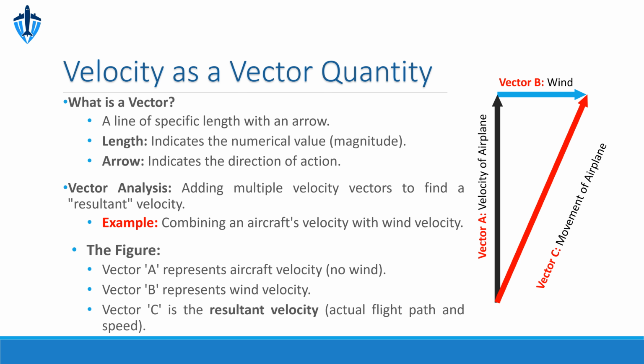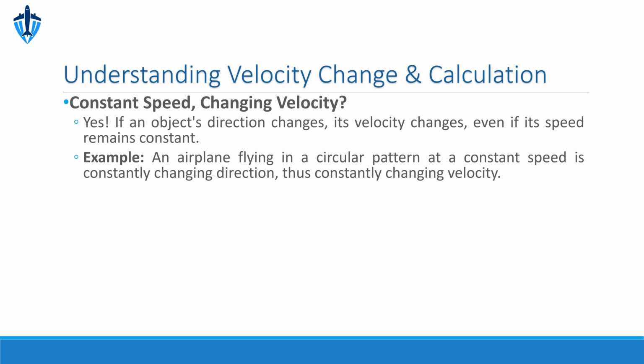Here's a crucial point that often causes confusion. Can an object have constant speed but changing velocity? The answer is a definite yes. This happens whenever an object's direction changes. Consider our airplane again, but this time imagine it flying in a circular pattern at a constant speed. Even though its speedometer reads a steady value, its velocity is continuously changing because its direction is constantly shifting. This is a fundamental concept for understanding motion.